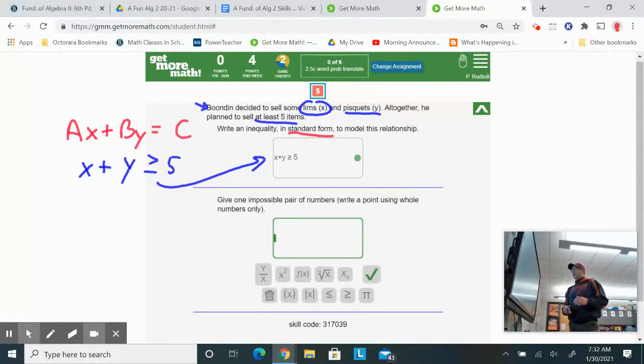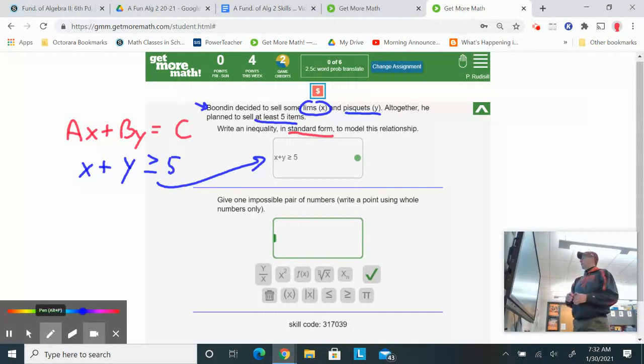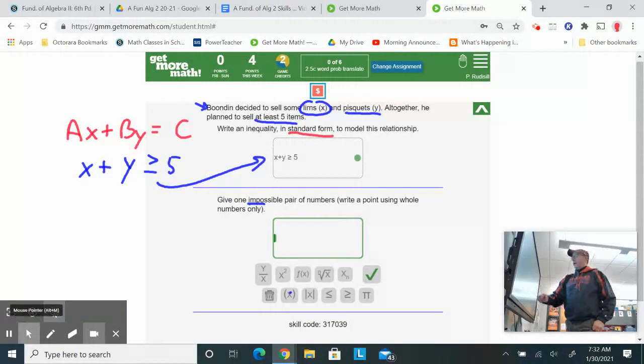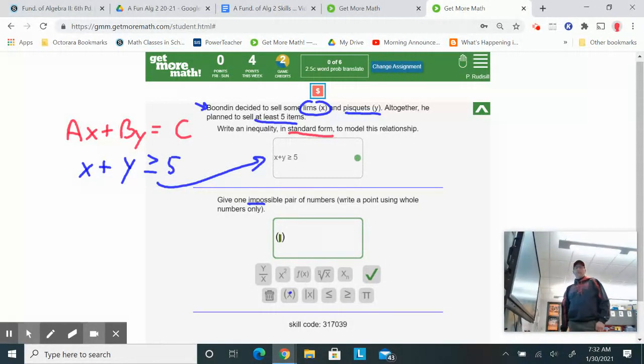Now the second part is we have to give, in this case, one impossible pair of numbers. So in other words, an x and a y, a bunch of learns and pisquets that would not work. Sometimes it'll ask you which are possible. This says impossible. In other words, write a point using whole numbers only. So we're going to grab our parentheses. So how many of each would not give you greater than or equal to 5?